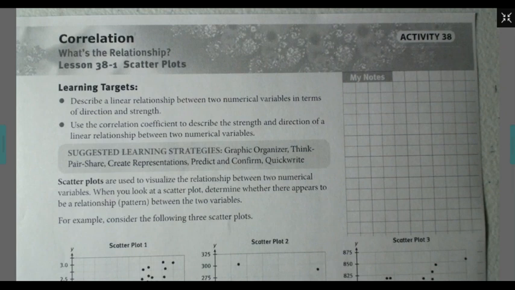All right, today we're going to be talking about lesson 38-1, scatter plots. This lesson will be chunked into 3 separate sections. On the very first slide of this presentation, you should have seen your learning targets that you should have been unpacked. The first one says, describe a linear relationship between two numerical variables in terms of direction and strength. Number 2, use the correlation coefficient to describe the strength and direction of a linear relationship between two numerical variables.